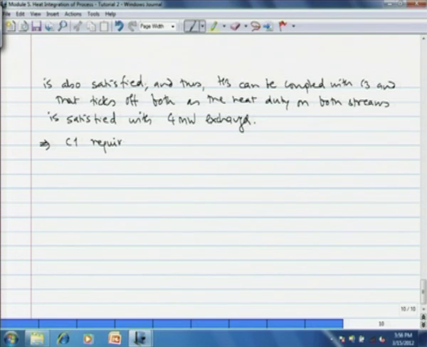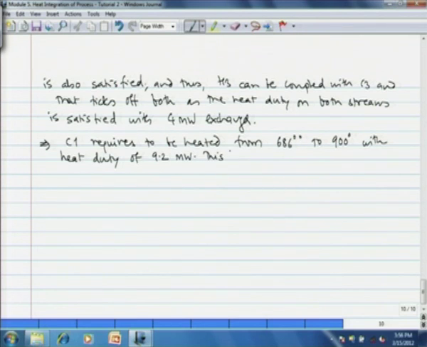C1 requires to be heated from 686 degrees to 900 degrees with a heat duty of 9.2 megawatt, and this is left out to be met with hot utility.